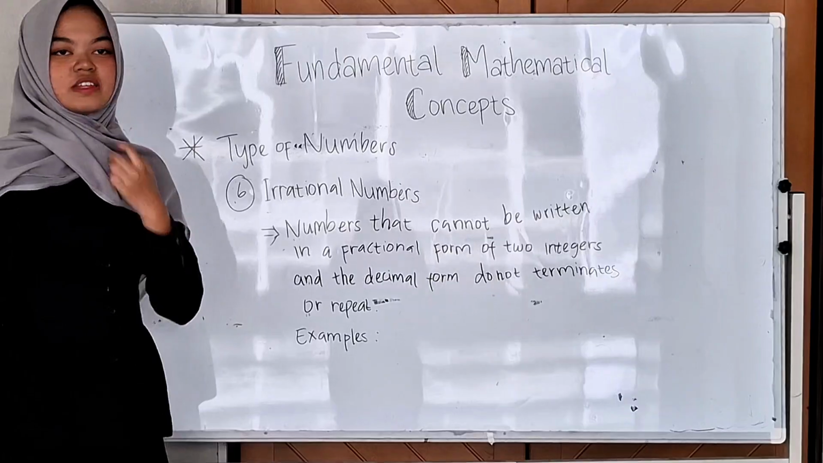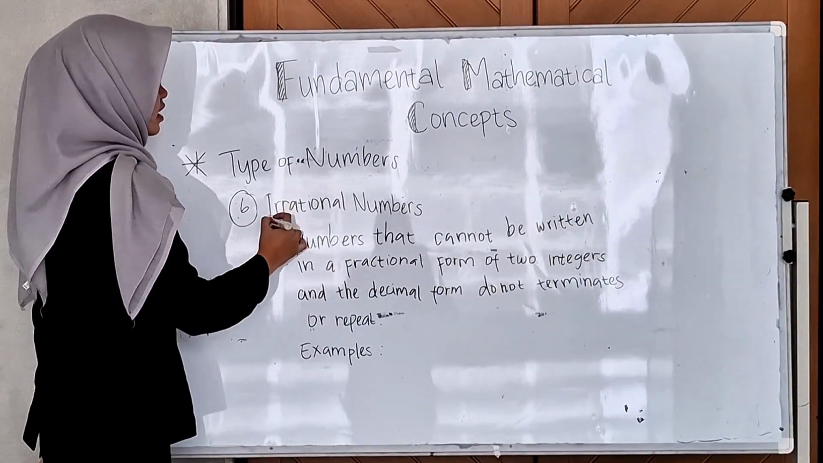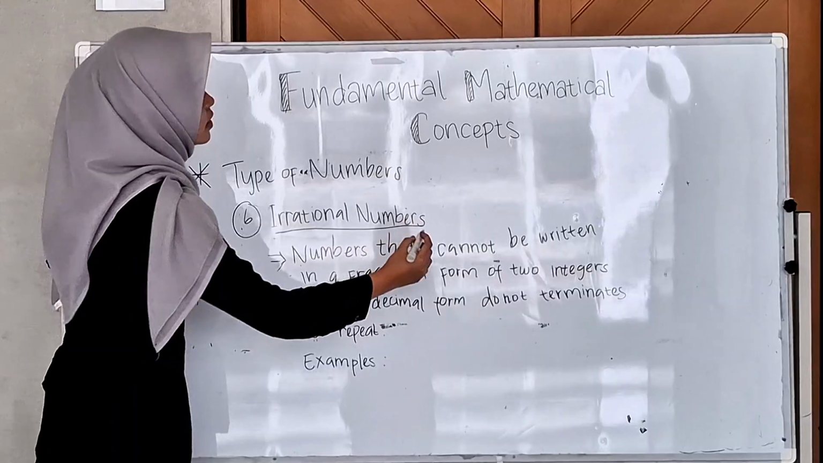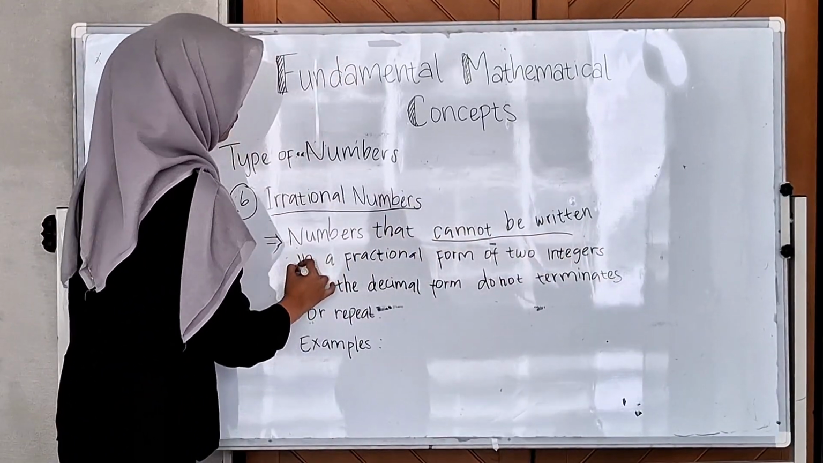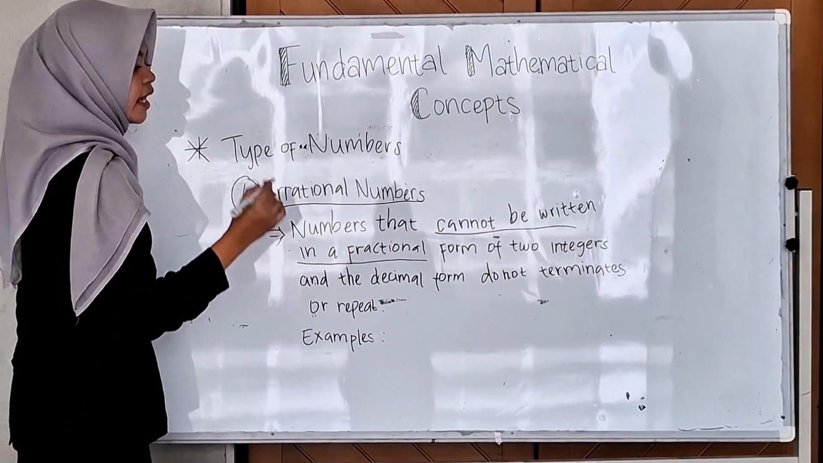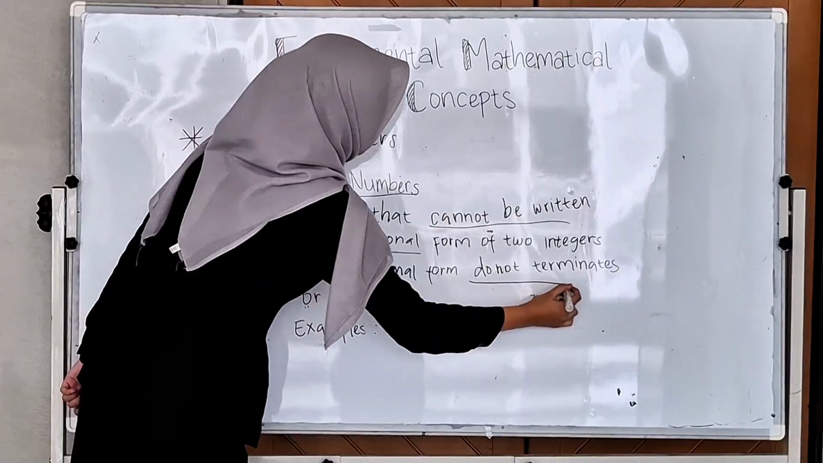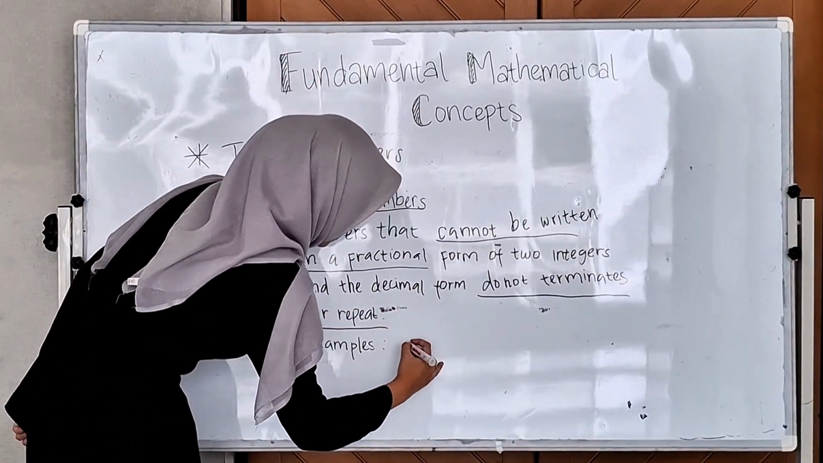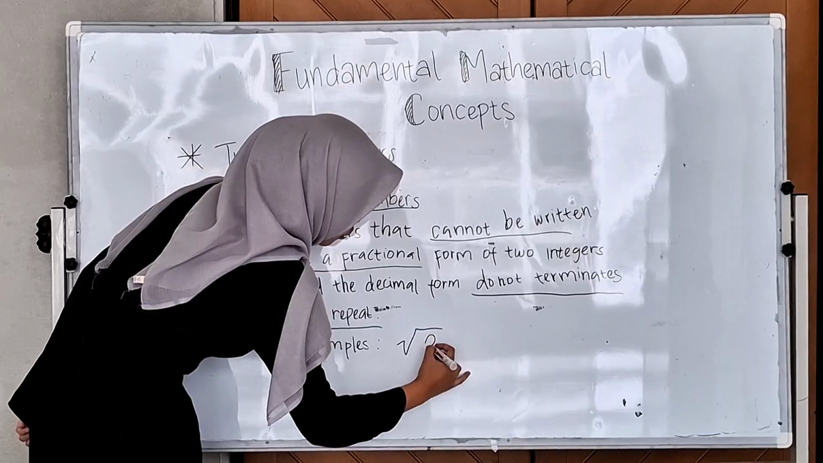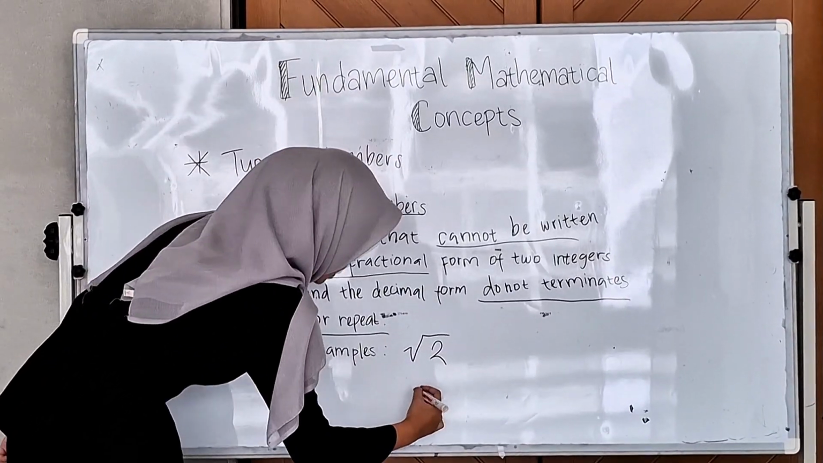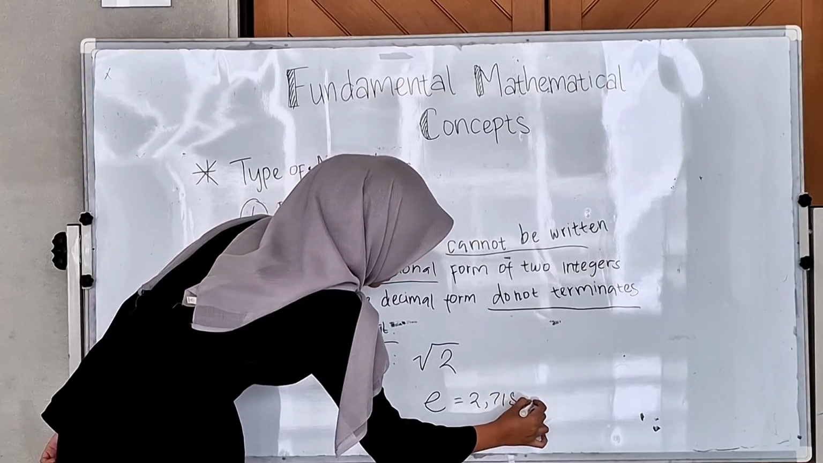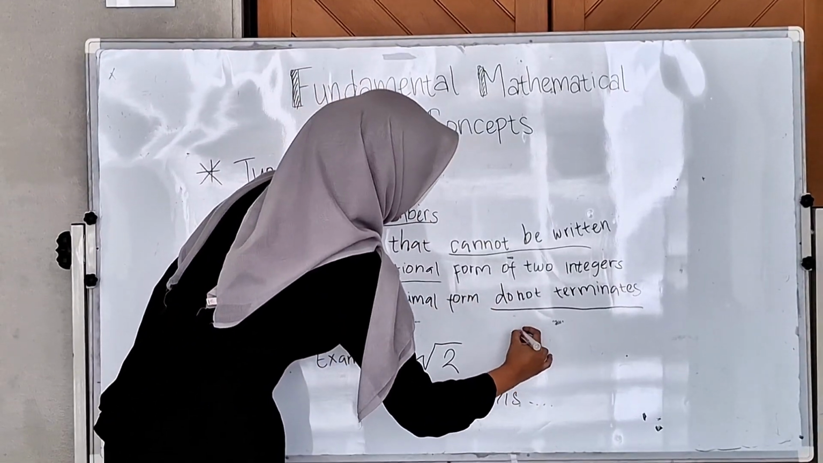Okay, the sixth one is irrational numbers. Irrational numbers are numbers that cannot be written in a fractional form of two integers, and the decimal form does not terminate or repeat. For examples, square root of 2, then Euler's number, and pi.